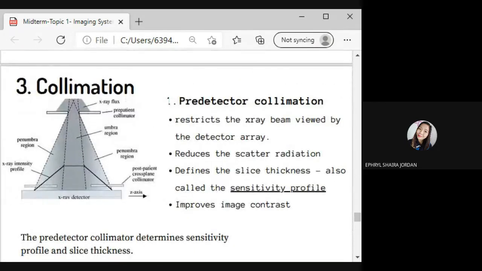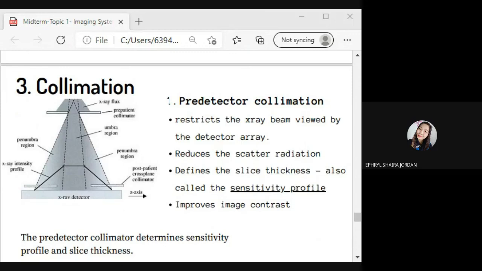Okay, now let's proceed to the second collimator, the pre-detector collimator. This restricts the X-ray beam viewed by the detector array, and reduces the scatter radiation incident on the detector array. When properly coupled with the pre-patient collimator, it defines the slice thickness, which is also called the sensitivity profile.